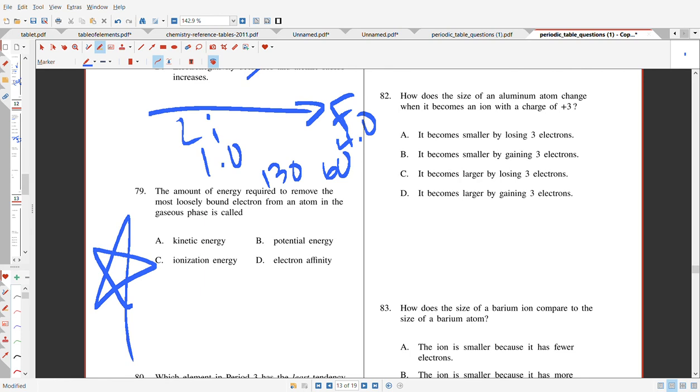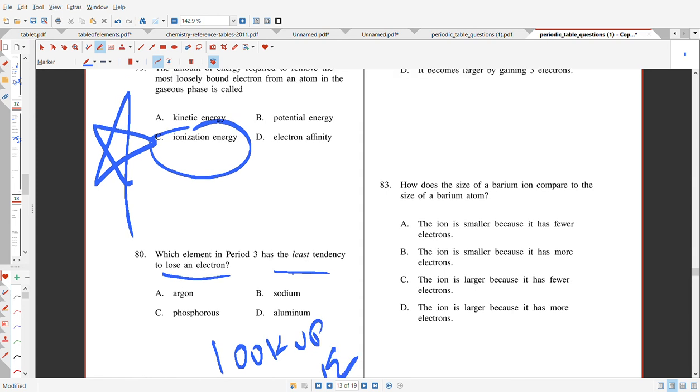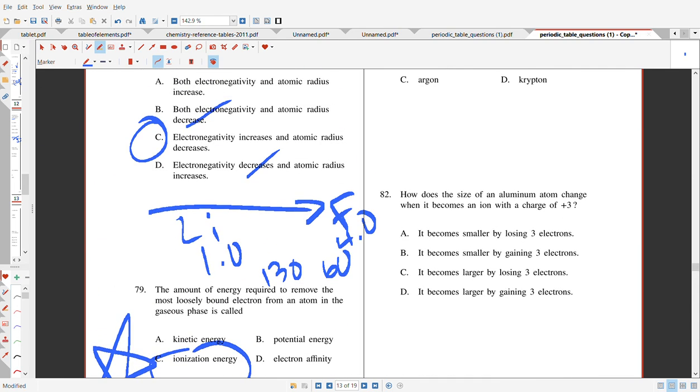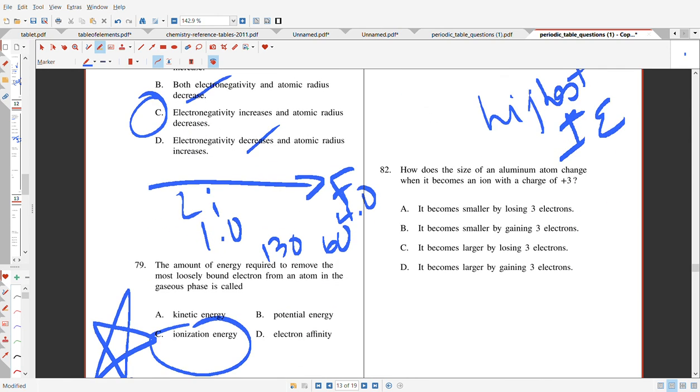The amount of energy required to remove an electron, that's the definition of ionization energy. So here it's saying which has the least tendency to lose an electron. So you're going to look up ionization energy, okay? And at least, you want the lowest number. The answers are at the end, so I'm not going to do that one. Which requires the greatest amount of energy to remove an electron? So you want the one with the highest ionization energy, because removing an electron is ionization energy.